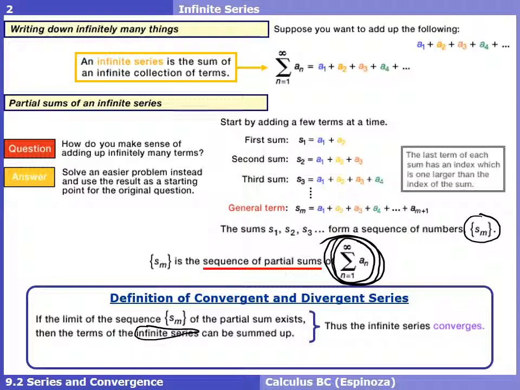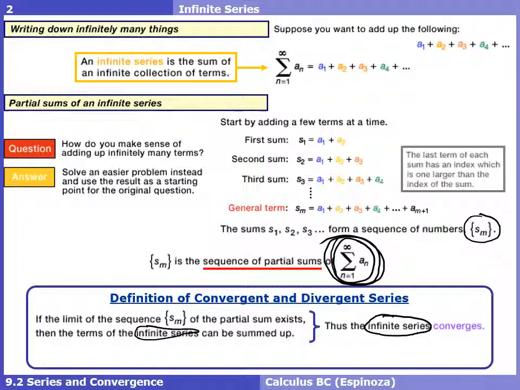So let that sink in for a moment. What we're saying here is that if we take this limit of partial sums and it actually exists, then that would mean the corresponding infinite series also converges. And that's a big, big idea because we really don't, again, understand how to add up things forever. But if we approach it by looking at these partial sums and seeing if those things converge, then we can make the conclusion that that infinite series also converges.